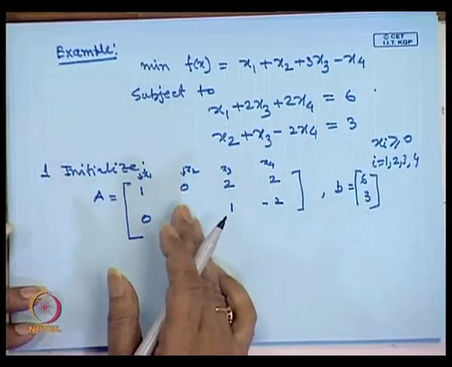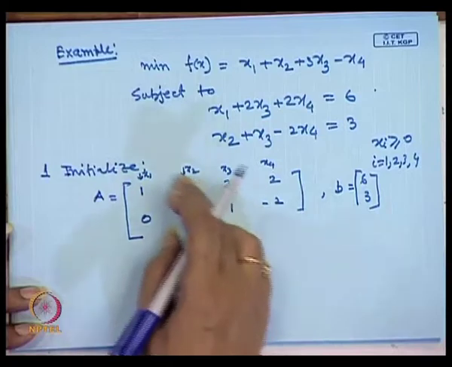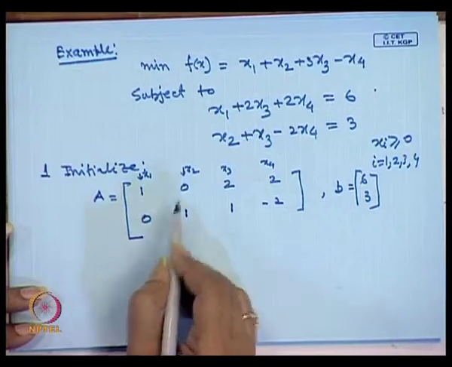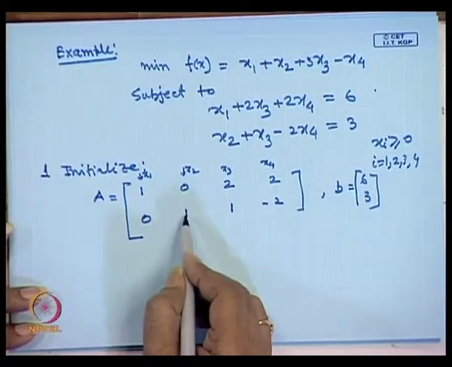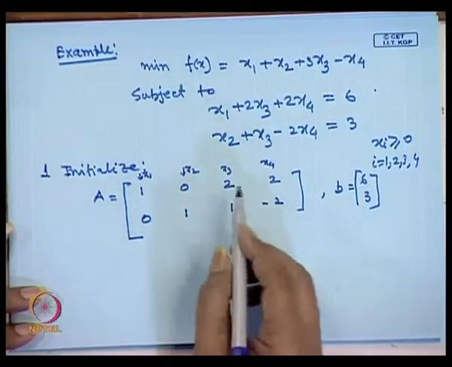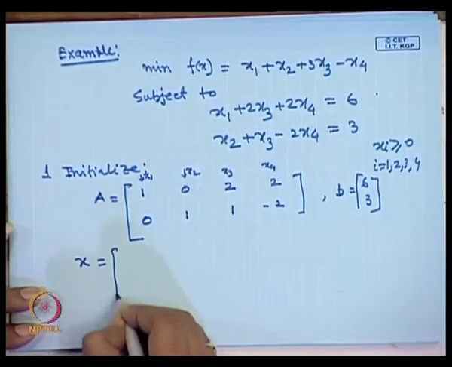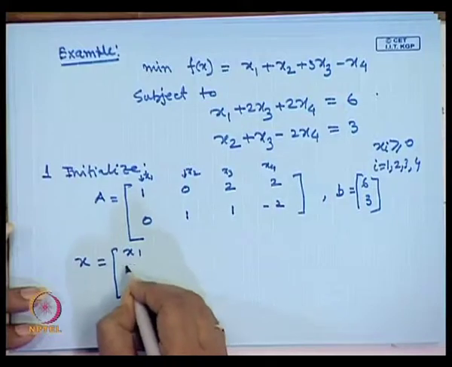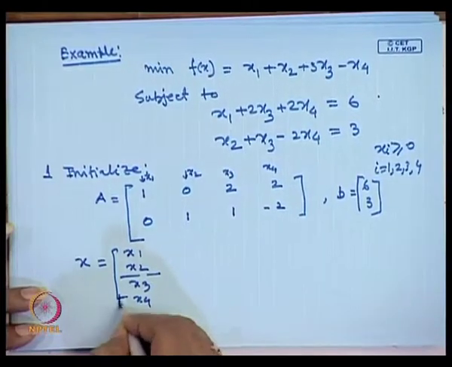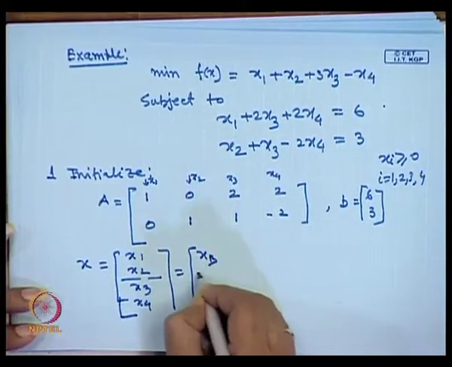Basic variables, we will consider this one, which are in the canonical form. X 1 is involved only in equation 1, x 2 is involved only in equation 2. So, these two we can think of as the basic variables, and the non-basic variables are x 3 and x 4. So, we now partition: x 1, x 2 are our basic variables, x 3, x 4 are our non-basic variables. So, this is written as x b, x n.